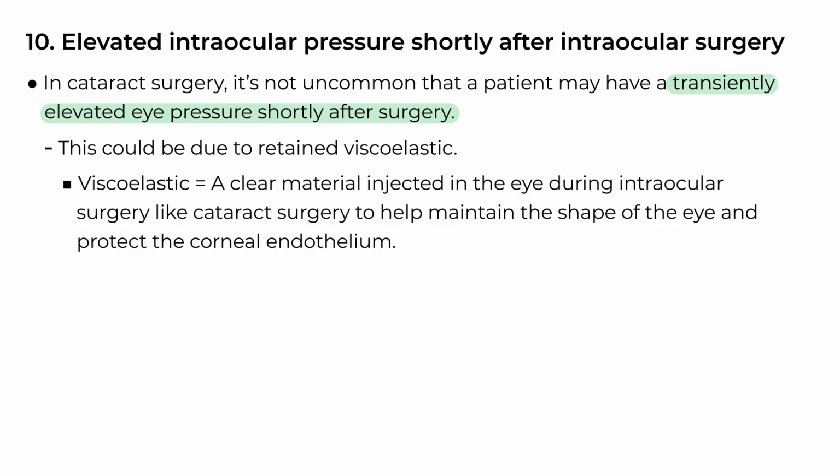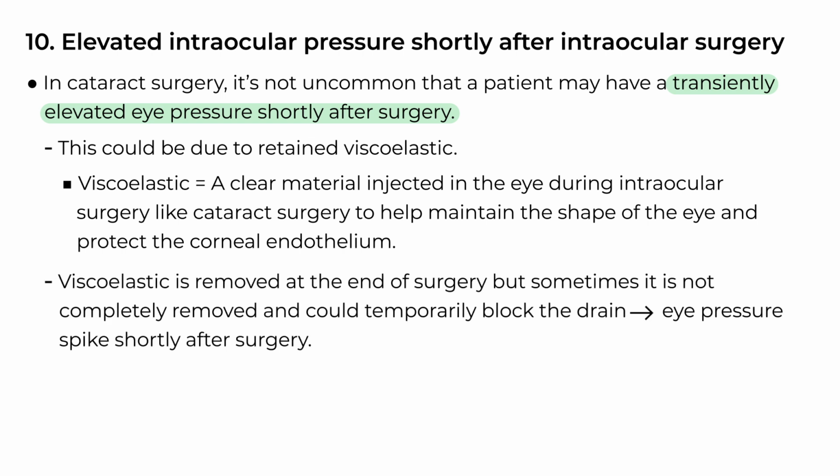And this could happen due to retained viscoelastic, which is a clear material that's injected in the eye during cataract surgery to help maintain the shape of the eye and protect the corneal endothelium. It's removed at the end of surgery, but sometimes some of it's hiding out, and it could temporarily block the drain, leading to a pressure spike.